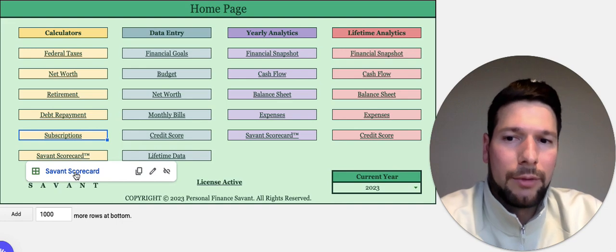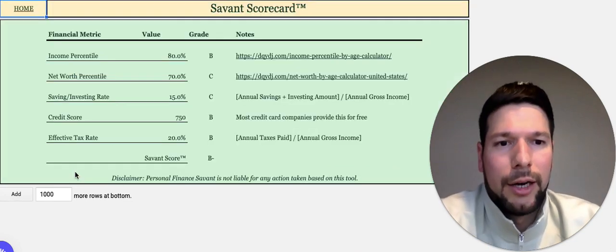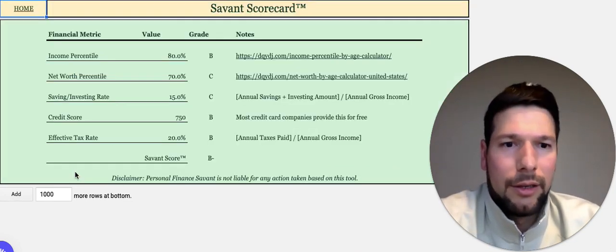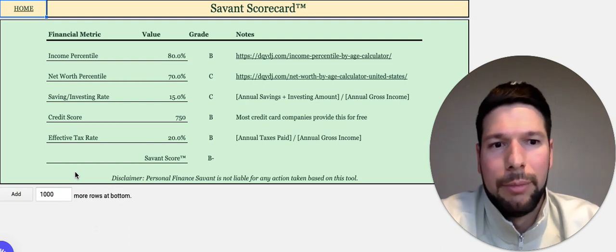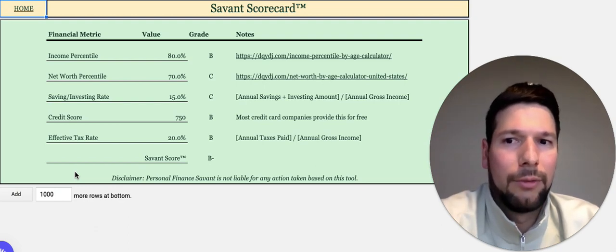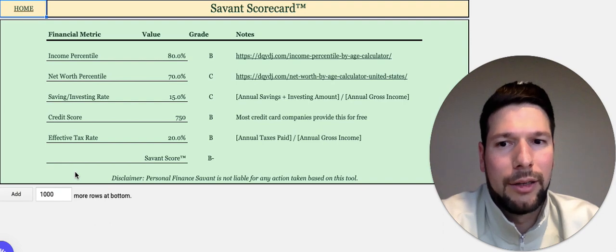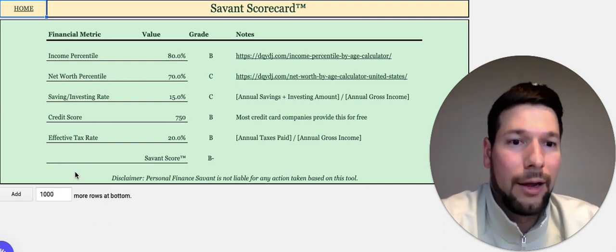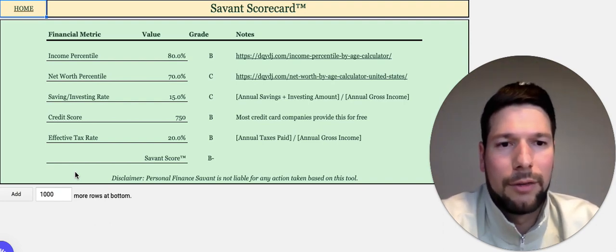And then this last one, the Savant Scorecard. This is really my trademarked analysis of giving someone a grade based on where they're at today with their financial picture. And it really factors in five different financial metrics that I think are really critical.